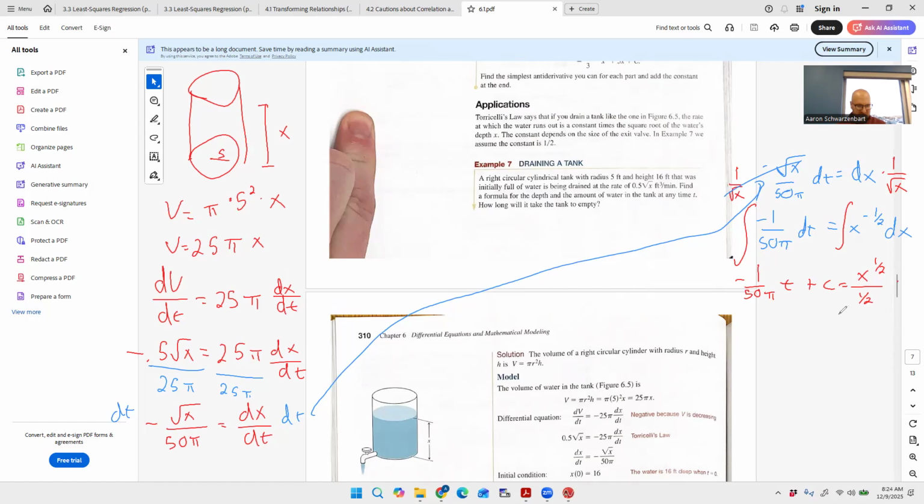Okay. Now I need to go ahead and solve. I know this initial condition, it's initially 16 feet high. So that means at time zero, x is 16. Plus C equals 2 times that 1/2 is square root.